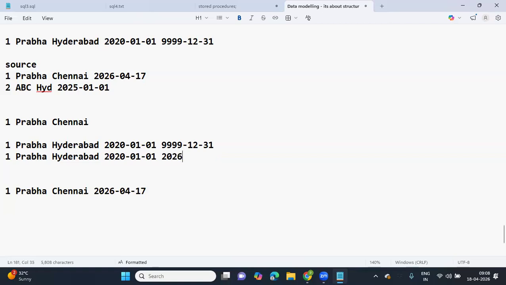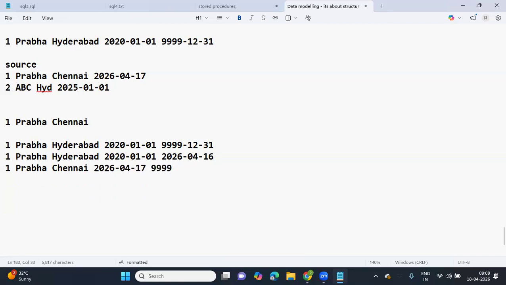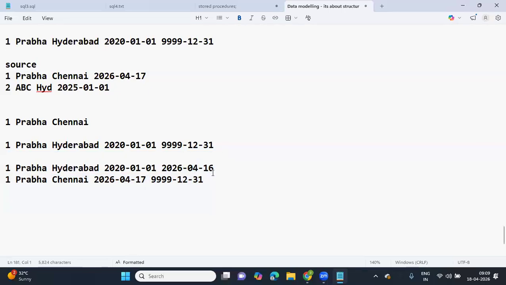So 2026-04-16, she was in Hyderabad. Now starting today, she is in Chennai. This date I don't know, in future when she will change, I don't know. But for now, this is the active record, the active location where she is residing. I'm maintaining two entries for this record now. I'm updating the old record with the end date and maintaining a new record in the same table. We have two entries now. By looking at this date, you will know currently which city she is in, right?